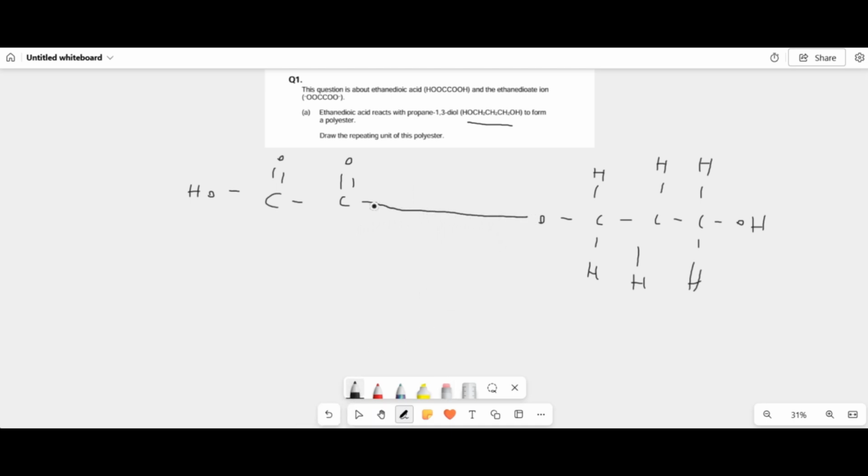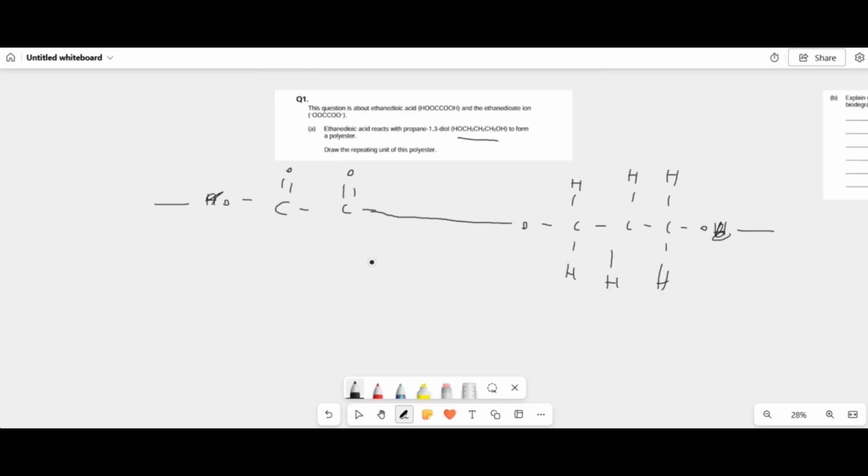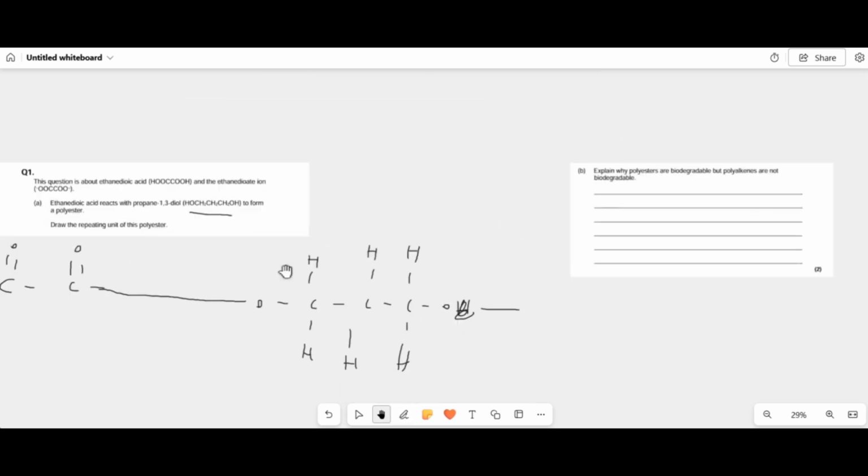So like that, and then it's going to wrap round from both sides. The H here is going to go, and it's going to be a straight line. The H here is going to go, and it's a straight line. So that's it, that's the answer. C C O C C C O and then it keeps going. That's the repeating unit there.